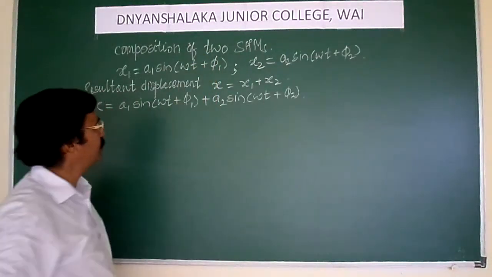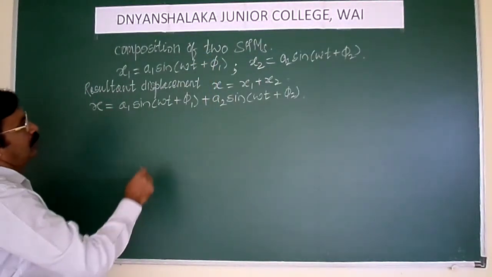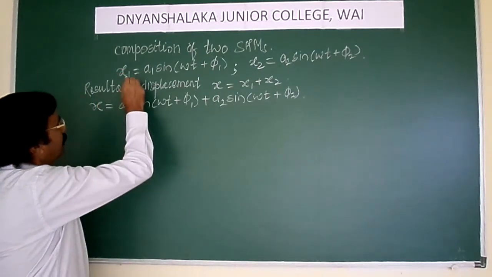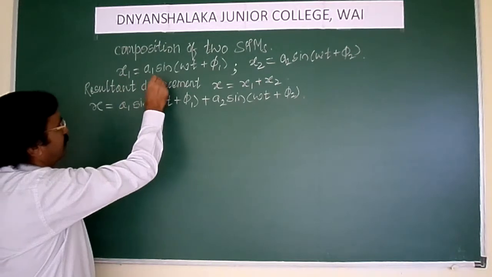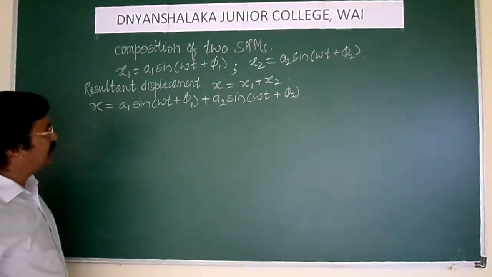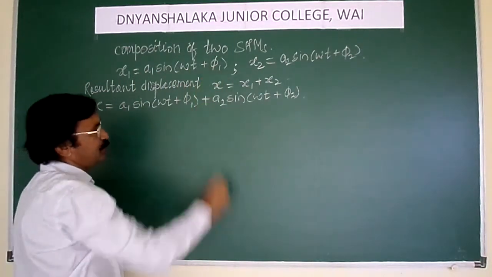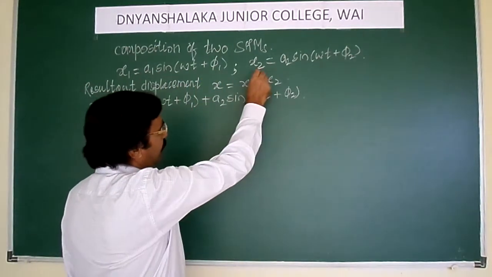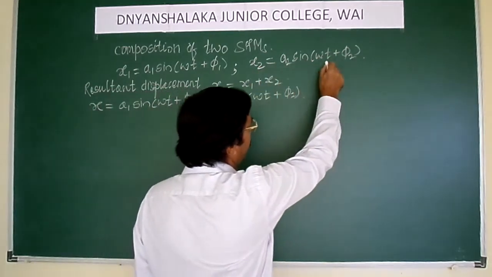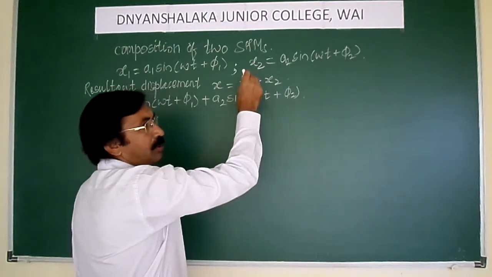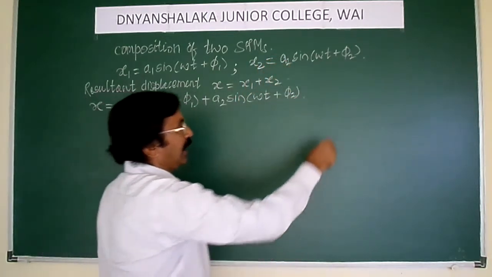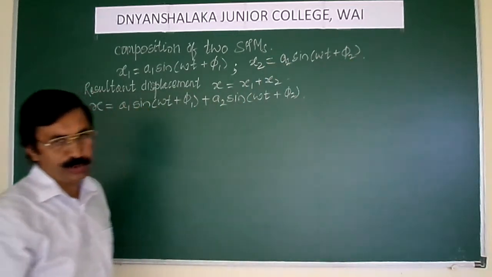Composition of two SHMs. The equation of displacement of one SHM is x1 = A1 sin(ωt + φ1), where A1 is its amplitude and φ1 is its initial phase. And the displacement of the second SHM is x2 = A2 sin(ωt + φ2), where A2 is its amplitude and φ2 is its initial phase.